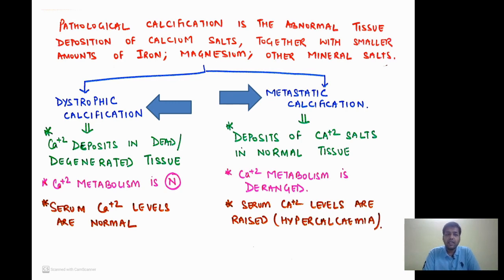In dystrophic calcification, the calcium deposits in dead or degenerated tissue, whereas in metastatic calcification, the deposits of calcium salts occur in normal tissue. In dystrophic calcification, the calcium metabolism is normal, whereas in metastatic calcification, the calcium metabolism is deranged. Also in dystrophic calcification, the serum calcium levels are normal, whereas in metastatic calcification, the serum calcium levels are raised. There is a hypercalcemia.